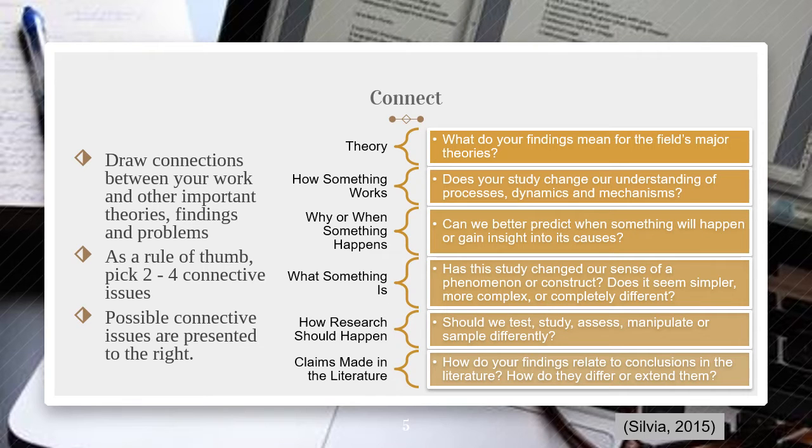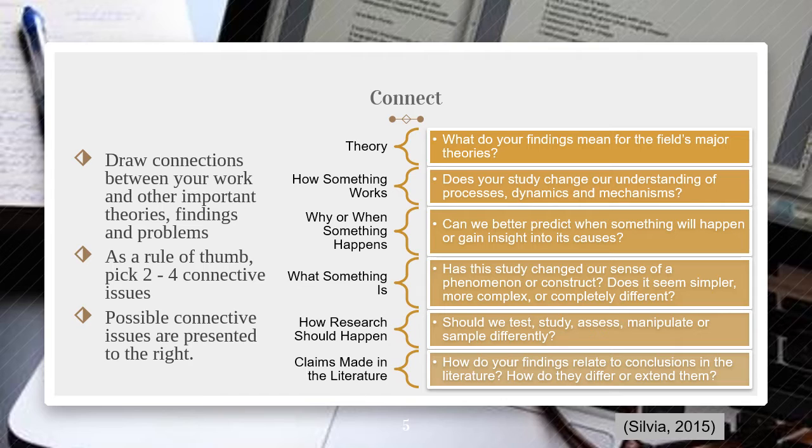One approach could be through theory. One of these connective issues could be explaining what your findings mean for the field's major theories. Your study could have been investigating how something works. So how does your study change our understanding of processes, dynamics, and mechanisms, or why or when something happens? As a result of your research, can we better predict when something will happen or gain insight into its causes? It can help explain a phenomenon or a construct. Is that construct simpler, more complex, or just completely different from what the field previously thought?